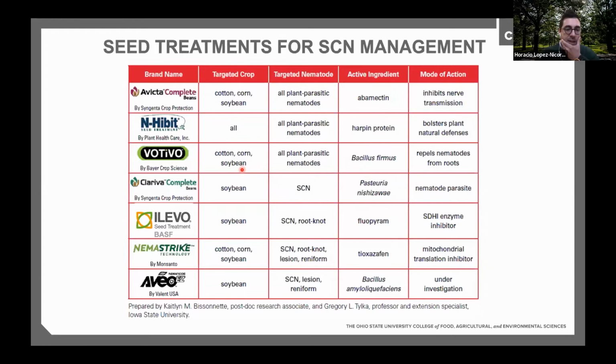I'm putting here a chart that I found from a great nematologist, Greg Tylka from Iowa State, and Caitlin Bissonnette at that time. Many of the products that you are probably familiar with can be used for managing other problems, but can also help to protect our cultivars from soybean cyst nematode. So Ilevo is one of those, fluopyram, that we're going to talk about a little bit when we cover SDS.